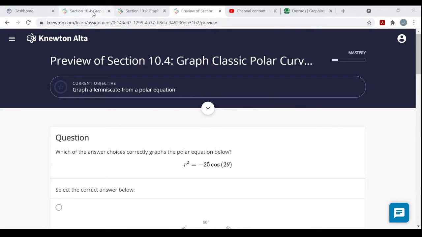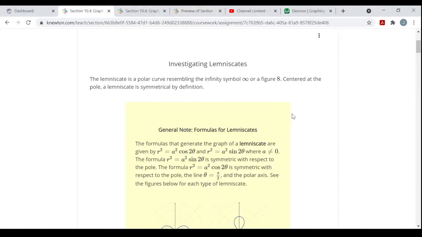Now I'm going to show you some of the notes they have in the more instruction on investigating lemniscates. So the lemniscate is a polar curve resembling the infinity symbol, or a figure eight, centered at the pole. A lemniscate is symmetrical by definition.